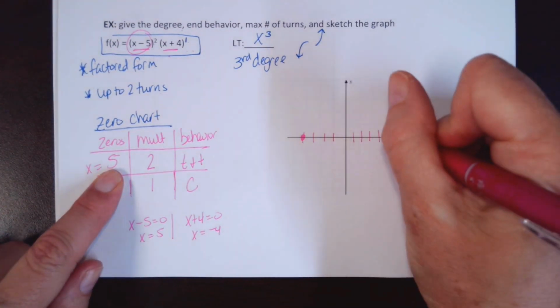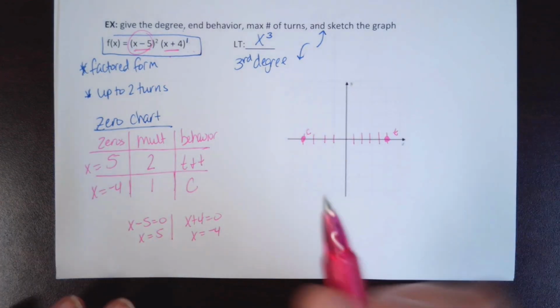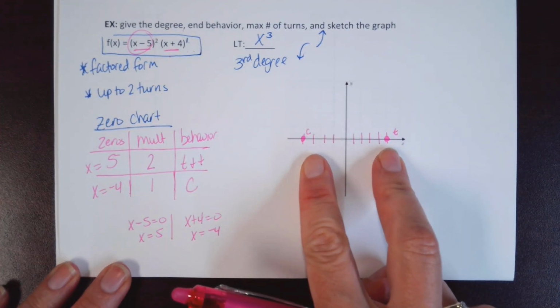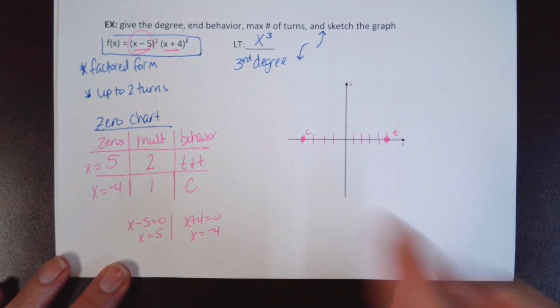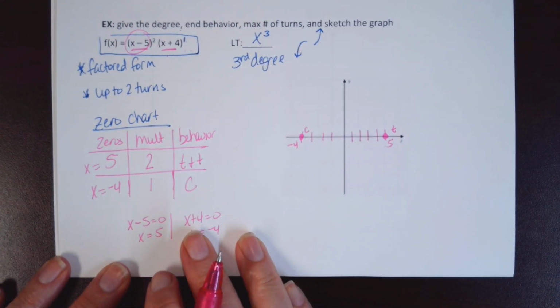So at 5, we're going to touch and turn. At negative 4, we're going to cross. And I wrote those on there not because they're officially part of my graph, but so I don't forget. That's positive 5, that's negative 4. What else do I need to know in order to do a good graph?